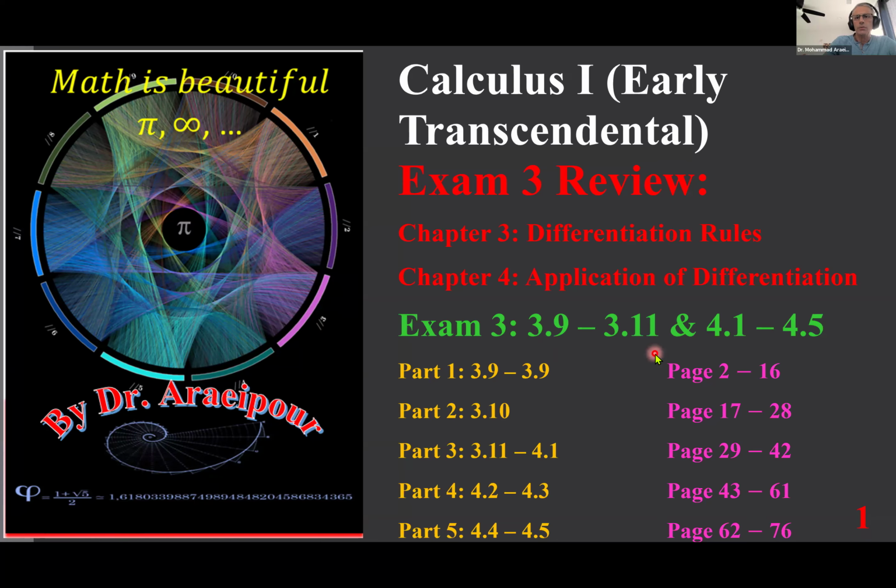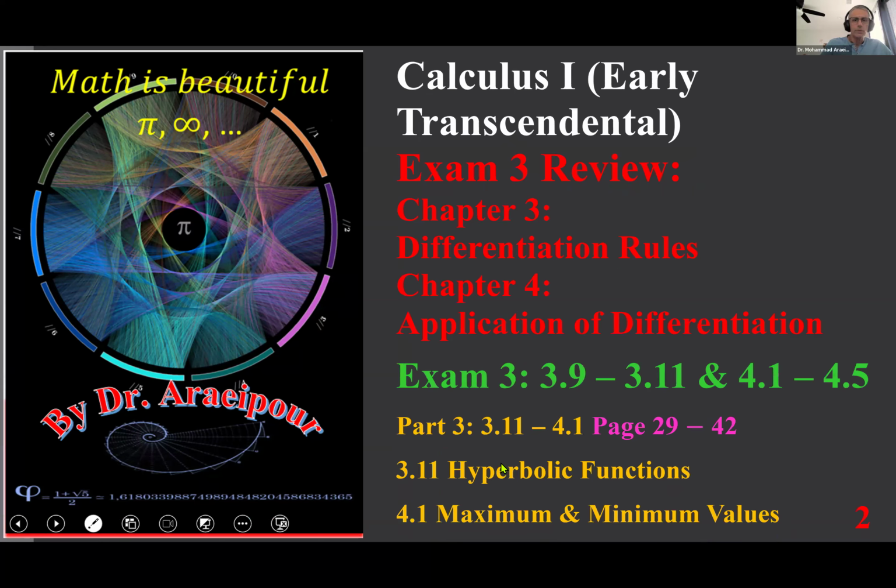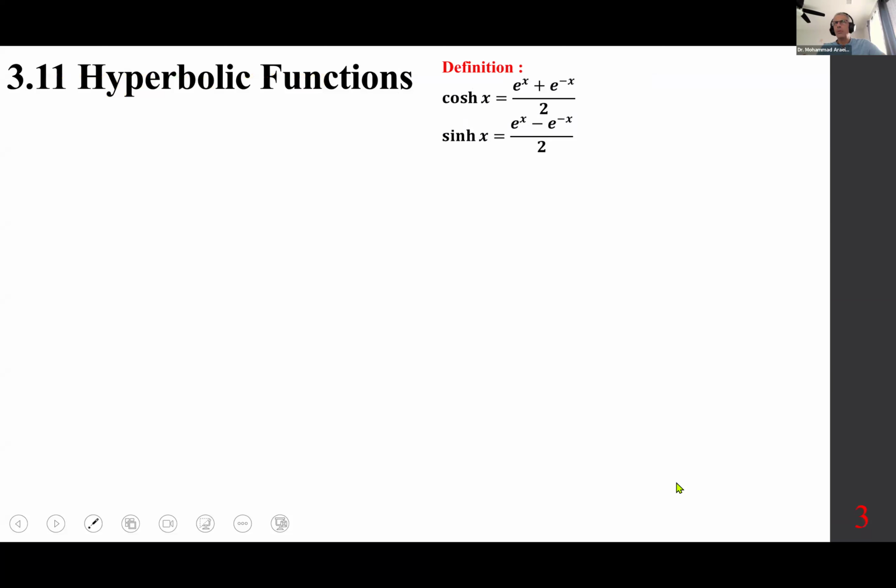Section 3.9 to 3.11, 4.1 to 4.5. Here's part 3, section 3.11, hyperbolic functions, 4.1 maximum and minimum values. So, hyperbolic functions, what do we know about it? Here's a definition from pre-calculus, college algebra.